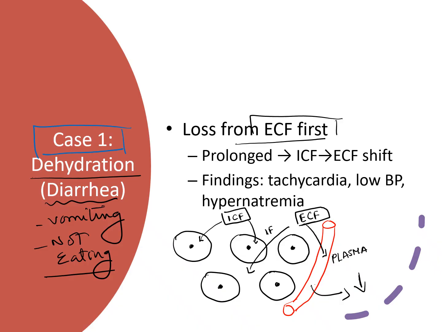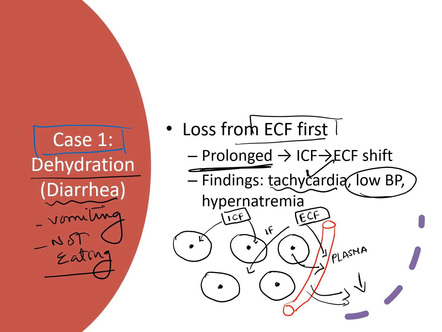And if this diarrhea or vomiting is prolonged, more fluid will be lost from the plasma, and to compensate, the fluid will move from the intracellular compartment towards the extracellular compartment. Now, when the fluid is lost from the plasma or the extracellular fluid, what kind of symptoms can your patient have? They can have low blood pressure. Because of the low blood pressure, the body will try to compensate and the heart will pump harder and faster, which will result in tachycardia.